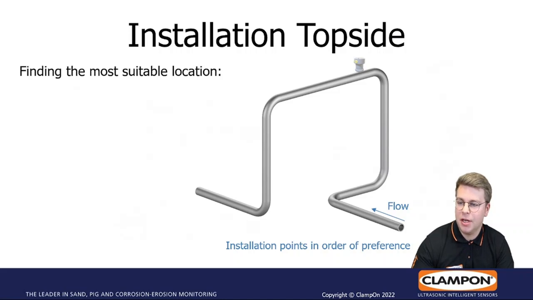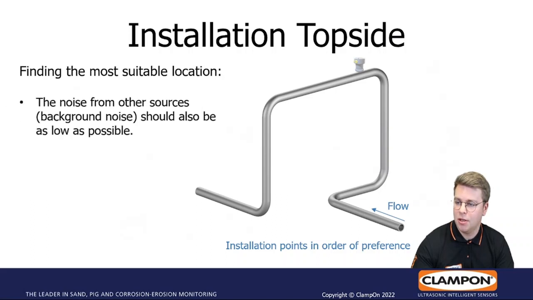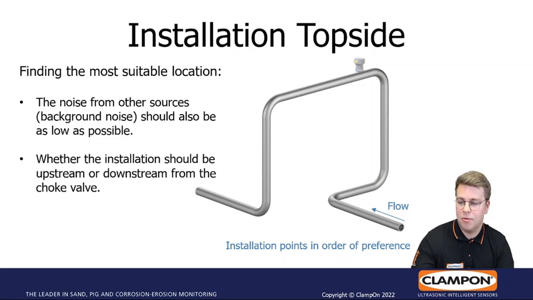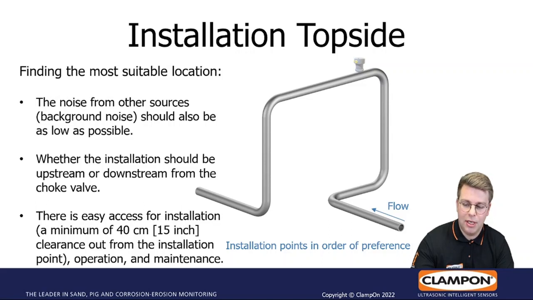So now we look into the most suitable locations. Here you have a flow line with several bends, and you have several considerations to be done. The first one is noise levels from other sources, the background noise. This should be as low as possible. However, you need to consider whether the installation should be upstream or downstream of the choke valve. And also if there's easy access and clearance from the installation point, so you can do the operation and maintenance.